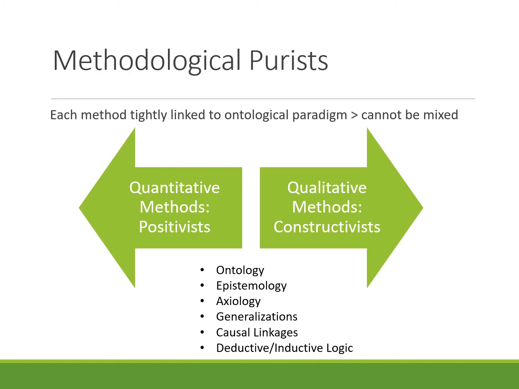Just very briefly, as a way of introduction, I don't know how much you've seen in other presentations already, or what you have seen in the course, but if we want to look at the methods debate, there are basically two big camps. So on the one hand, we have a camp which we would call, or could call, methodological purists. So for these authors, each method is tightly linked to an ontological paradigm. So whereas broadly speaking, quantitative methods relate to positivist paradigms.